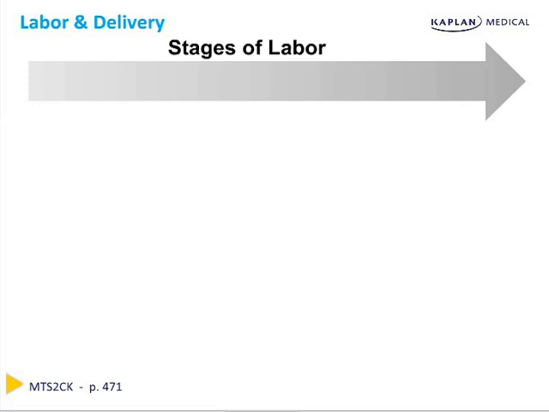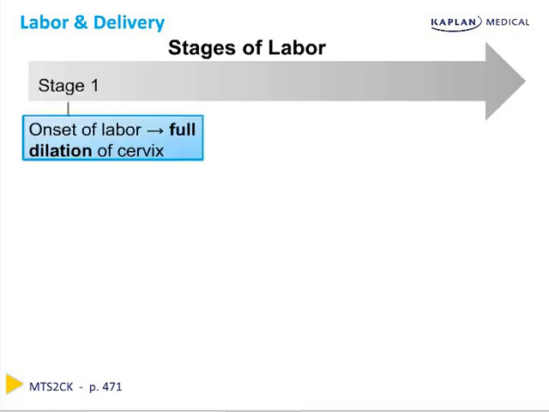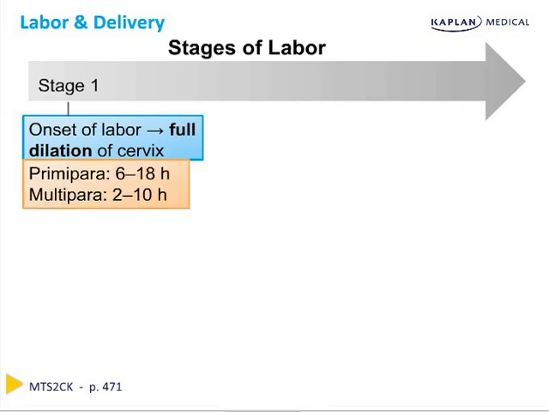Understanding the different stages of labor is important, similar to understanding the different definitions of the trimesters. The reason being is the next best step in management will be largely dependent on what stage of labor you're in. Stage 1 is onset of labor to full dilation of the cervix. We expect routine progression of primiparous patients over 6 to 18 hours, while multiparous patients have a shortened first stage of labor of 2 to 10 hours.